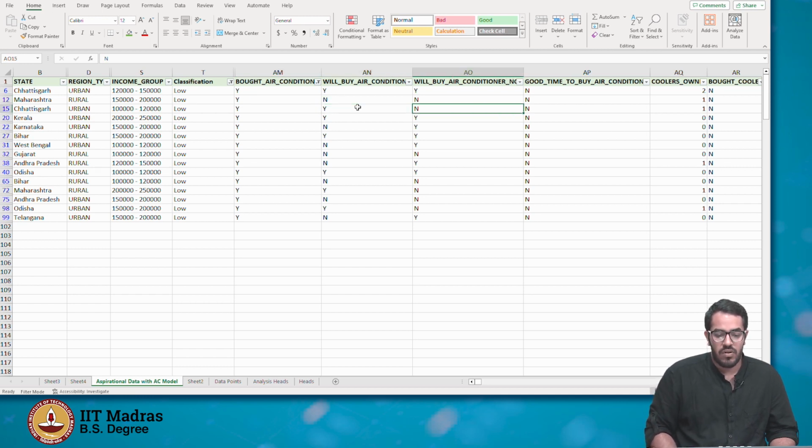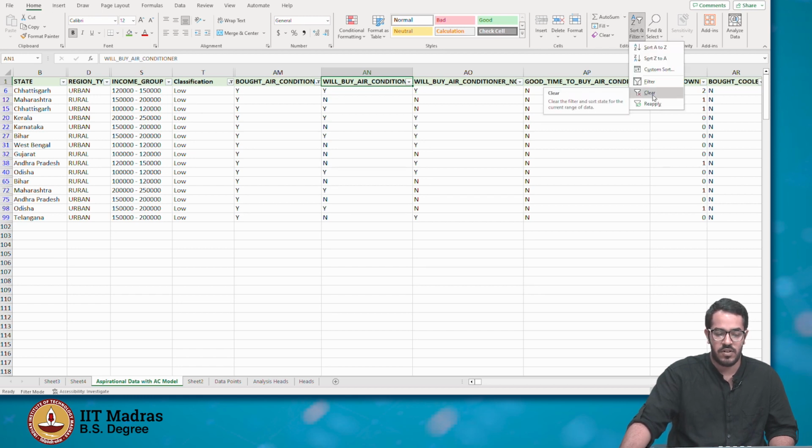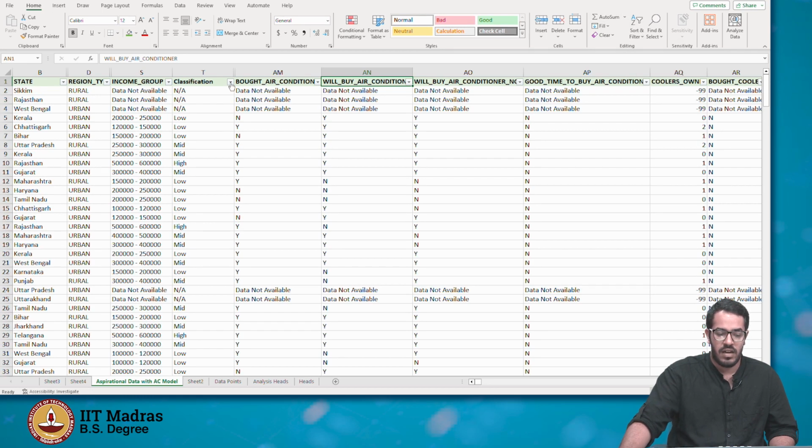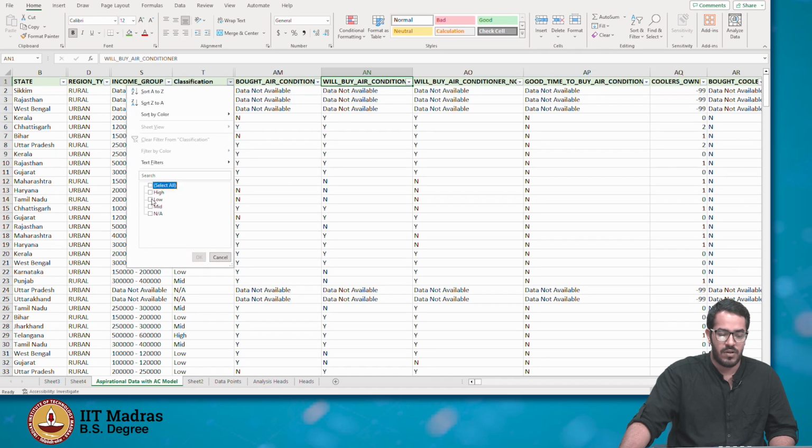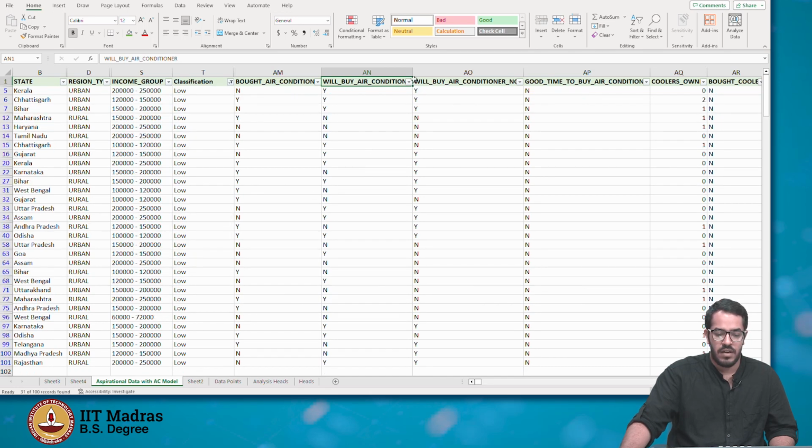Now, given that they are of a low income category, there was a question asked to them: will they buy an air conditioner? Now I want to remove any filter that has already been applied here, and I will apply a low income category. I want to see how many of them will buy an air conditioner. Let's see what that response is.